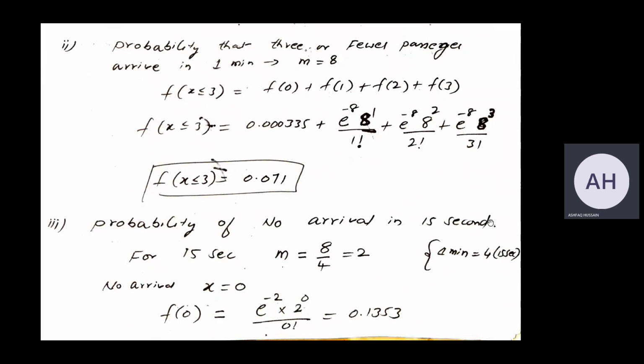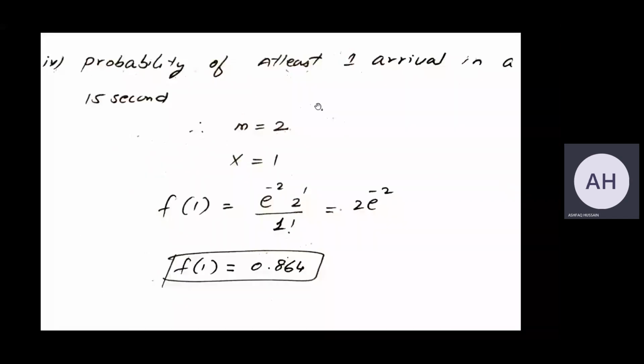Suppose it is given as 10 seconds. Then observe, 10 seconds means you can divide this by 6. If it is given as 5 seconds, you can divide by 12. Like this, you have to change the value of m. So the question can be asked anytime. Next, the probability of at least one arrival in 15 seconds. So he asked for the probability of at least one arrival. At least one arrival, so here you can put x is equal to 1.